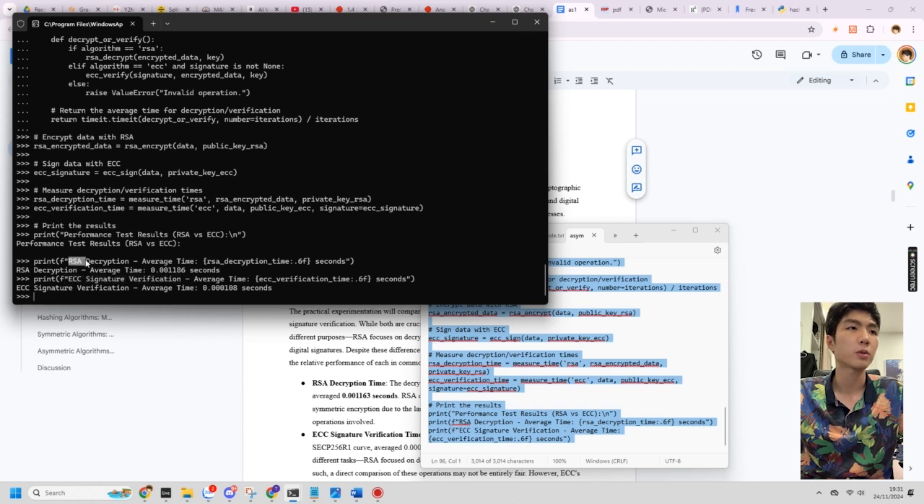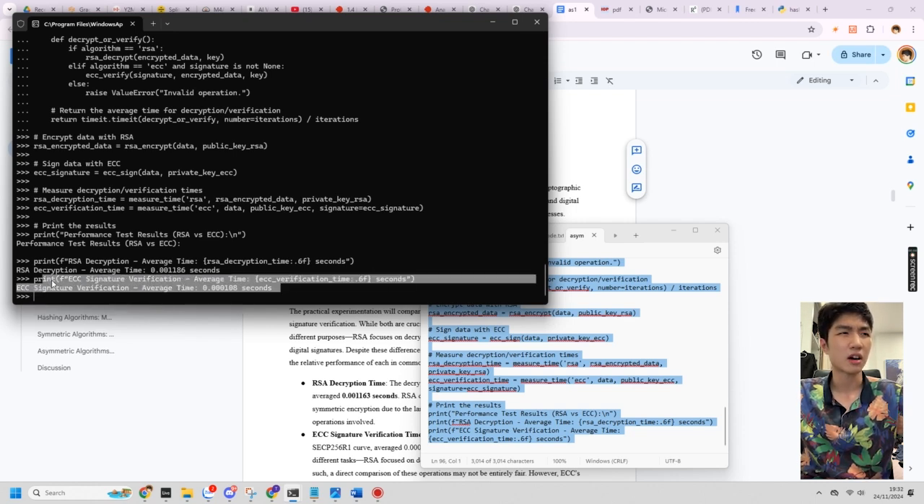So RSA was tested on decryption performance, and ECC was tested on signature verification. And so I noted that in my report. That's something that I could have probably done better. I could have picked another algorithm that was more comparable to RSA.